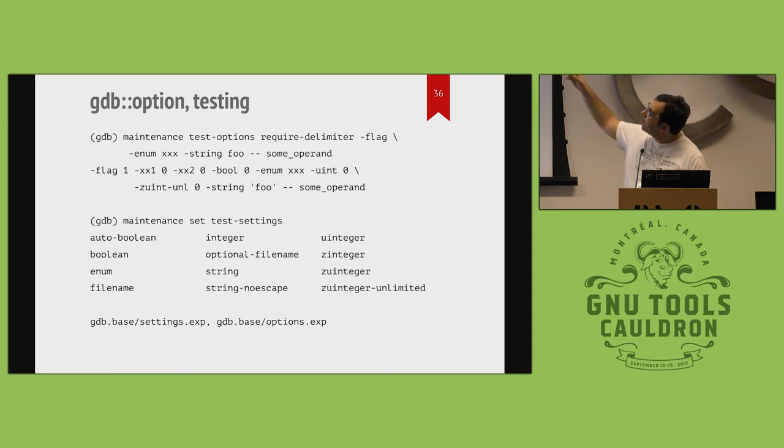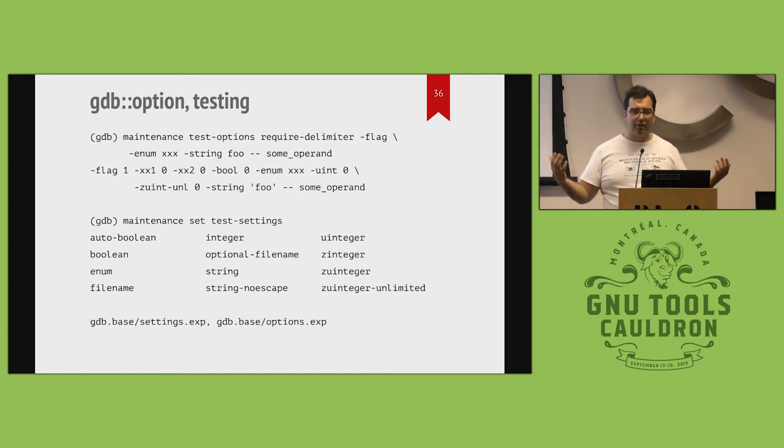And the command at the top is a similar thing, but for testing options. There's a command called test options that has one option for each kind of option that GDB supports. There's flag options, Boolean options, integer options. The command parses the string and then outputs back what it has parsed. And then the test suite exercises many different combinations of this, including with tab completion.